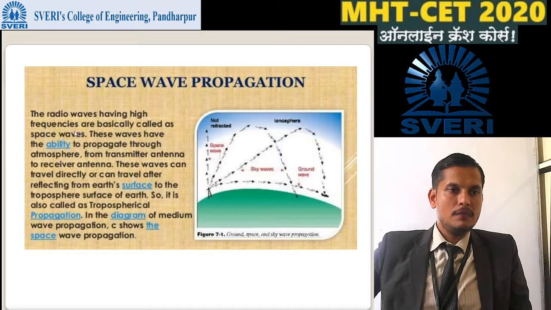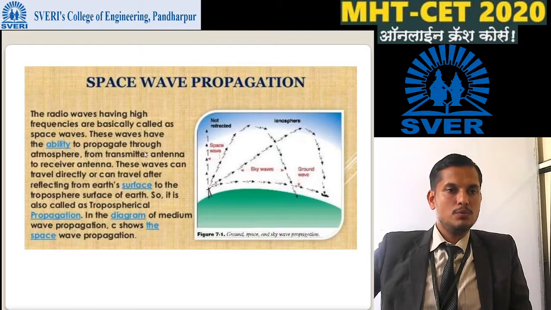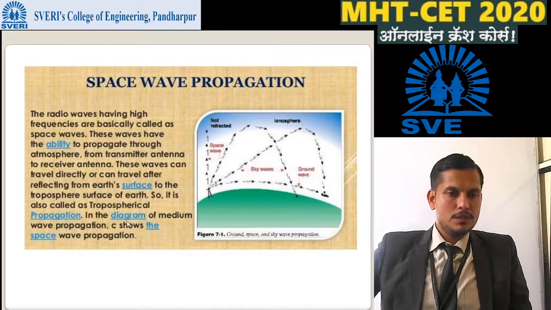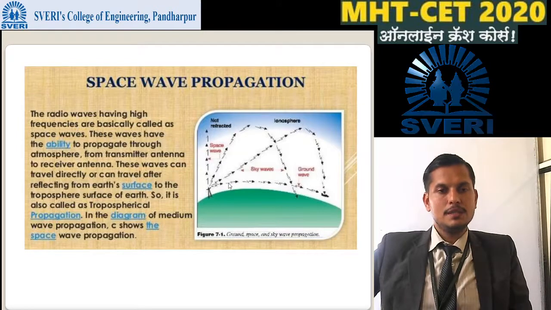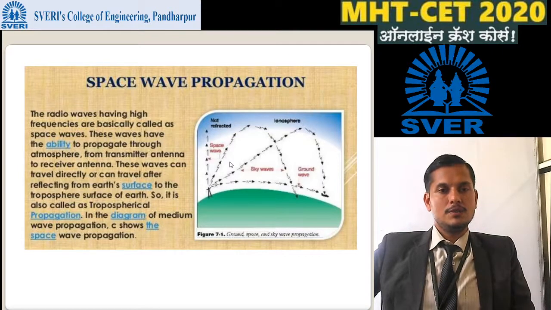The radio waves having high frequencies are basically called space waves. These waves have the ability to propagate through the atmosphere from the transmitter antenna to the receiver antenna. These waves can travel directly or after reflecting from the Earth's surface, in the troposphere, so it is also called tropospheric propagation. In the diagram of medium wave propagation, C shows the space wave propagation. We are sending these signals at different heights and in different styles, and we get the transmitted and received signal.